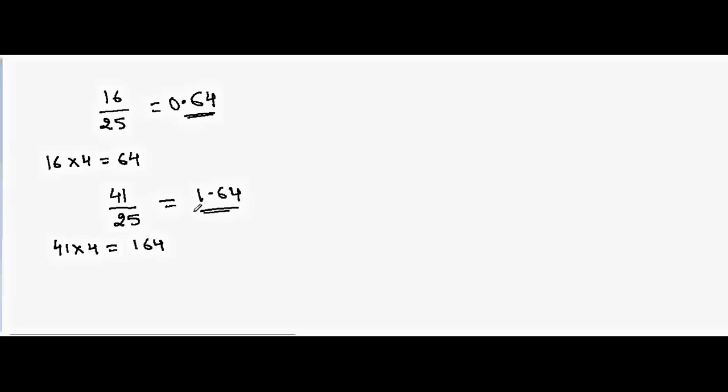So as you can see, for this 41 by 25, most people would have to use a calculator for this calculation, but we can do it without taking any time, just in the mind. In the same way, suppose I have 24 and I want to divide by 25. So 24 into 4 is equal to 96. So my answer will be equal to 0.96.